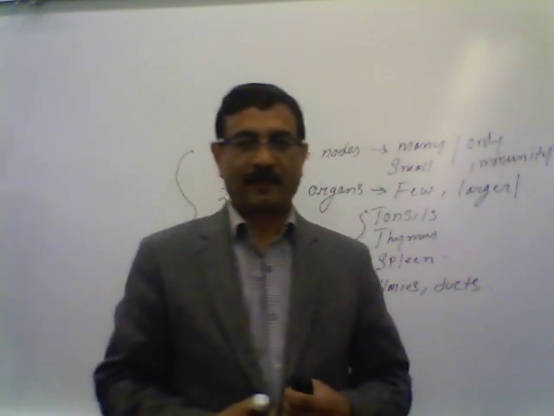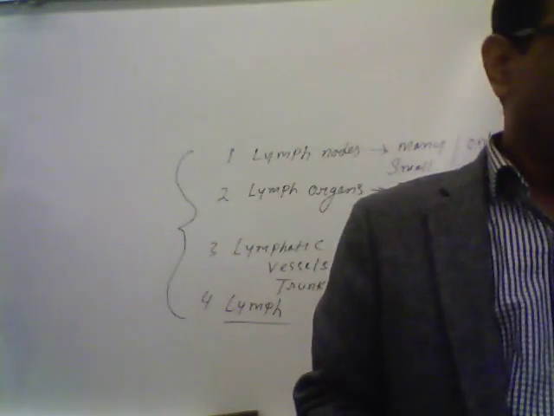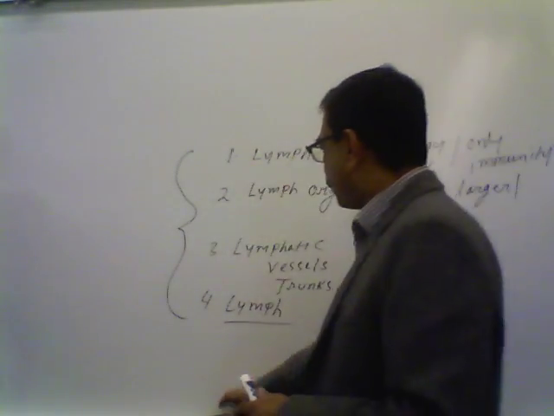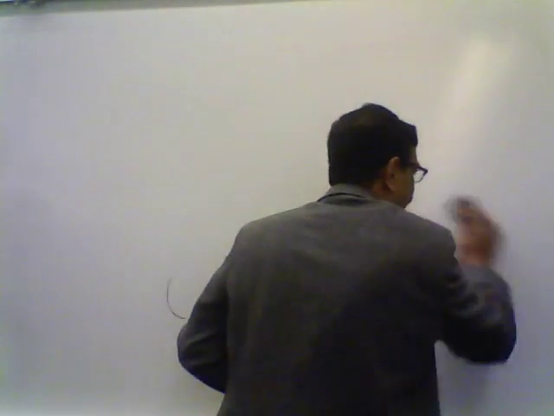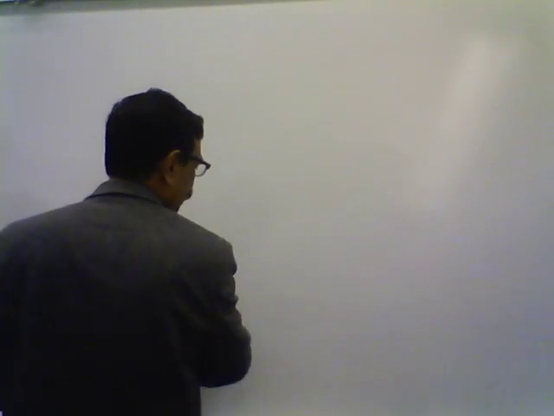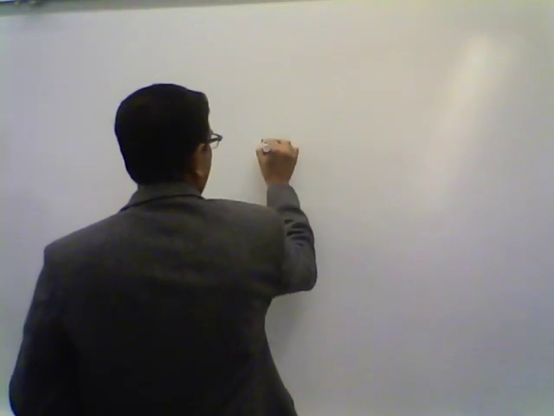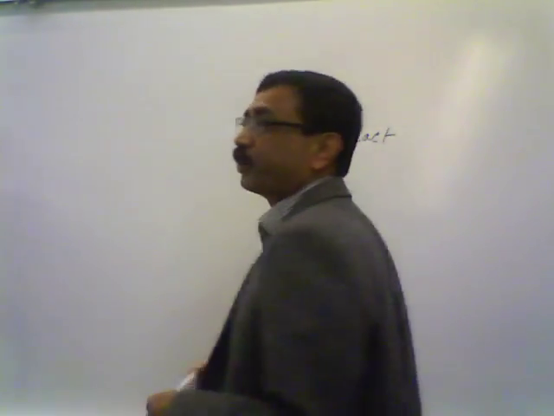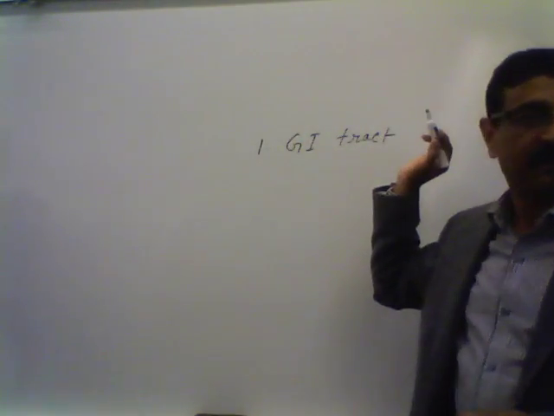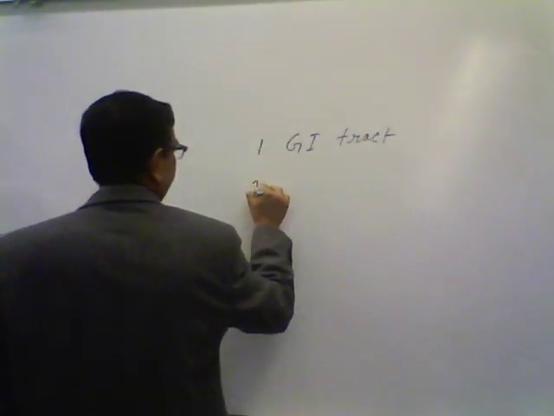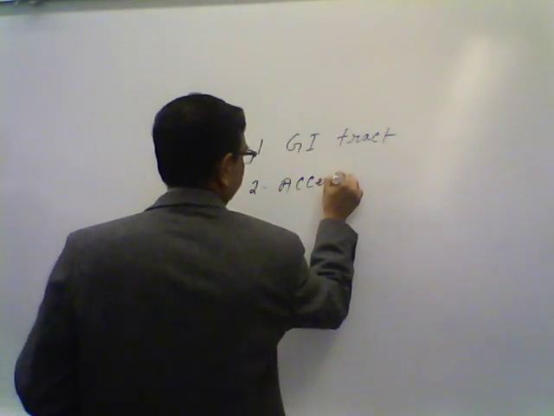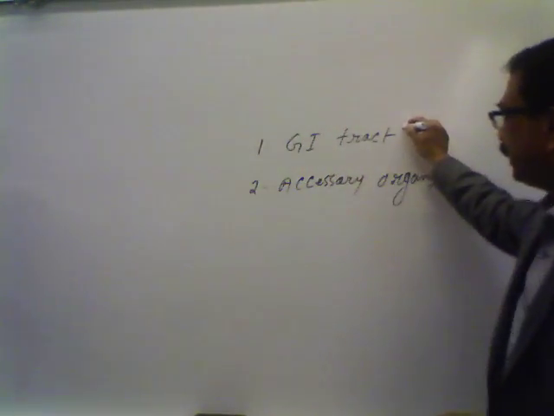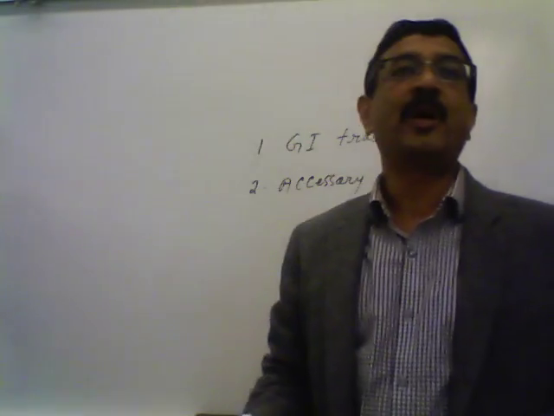Digestive system. This system consists of two parts. So first, we divide the digestive system into two parts. One is called the GI tract or gastrointestinal tract, and accessory organs. Okay. Now, GI tract is a long tube from the mouth to the anus.